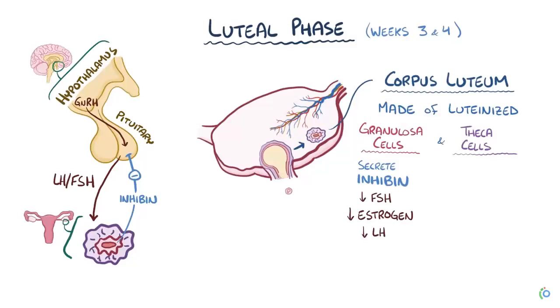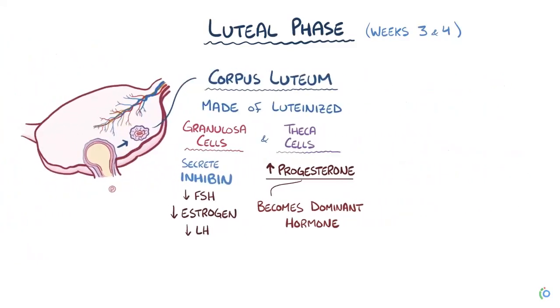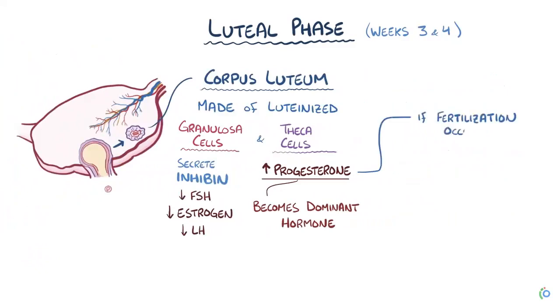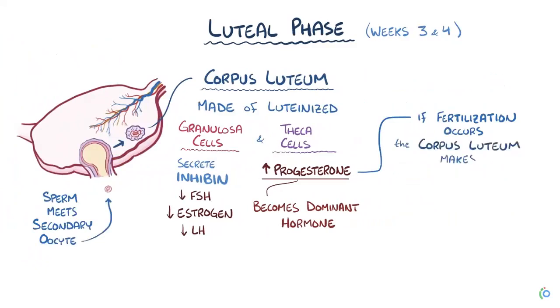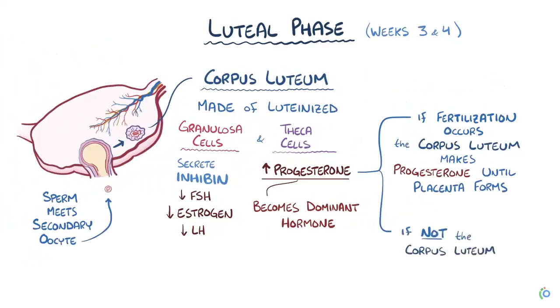Luteinized theca cells respond to the low LH concentrations after ovulation by producing more progesterone. So, overall, this means that progesterone surpasses estrogen as the dominant hormone during the luteal phase of the menstrual cycle. If fertilization occurs, meaning if a sperm meets the secondary oocyte, then the corpus luteum continues making progesterone until the placenta forms. If fertilization doesn't happen, then the corpus luteum stops making hormones after around 10 days, becomes fibrotic, and is called the corpus albicans.